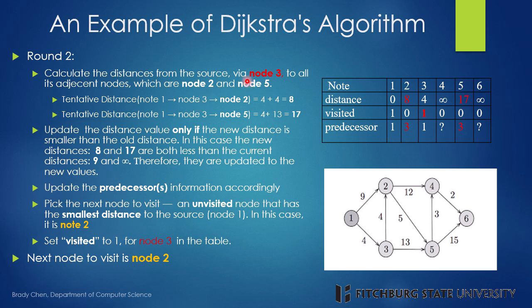Now we are visiting node 3. So node 3 is this. From node 3, update. Number 2, you get 8. Number 5, you get 17. Predecessors, both number 3. That's done. Updating. Now choose between 8 and 17. Which one is smaller? Obviously 8. So 2 is chosen. So visit number 2. Remember, we're going to visit number 2 in the next page.